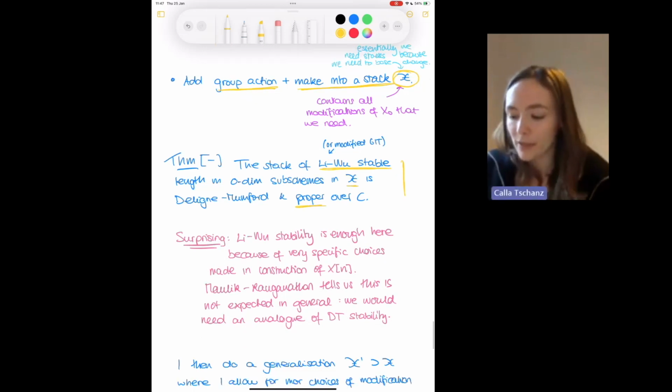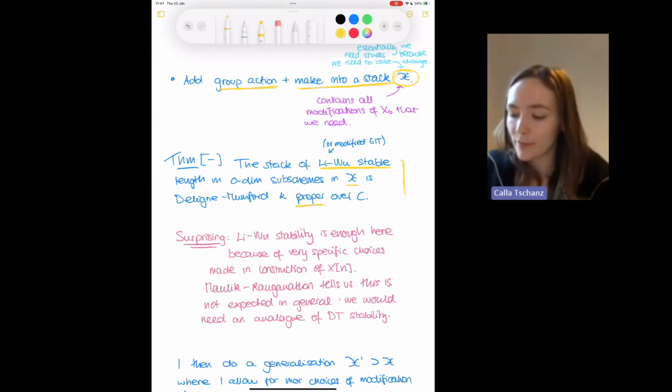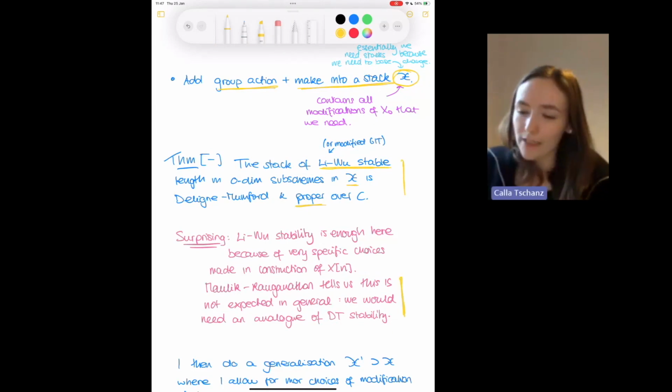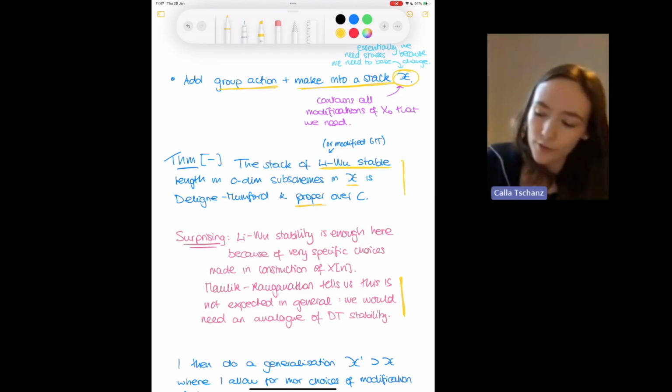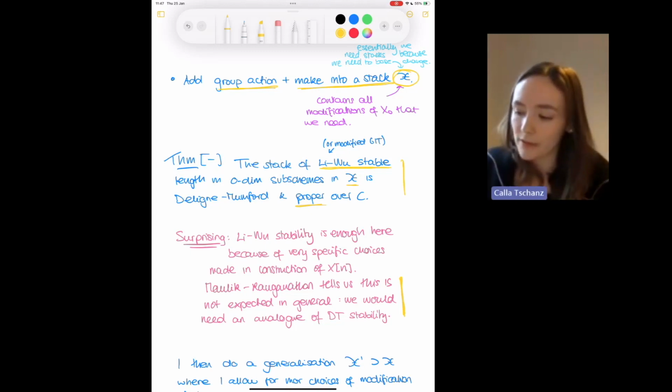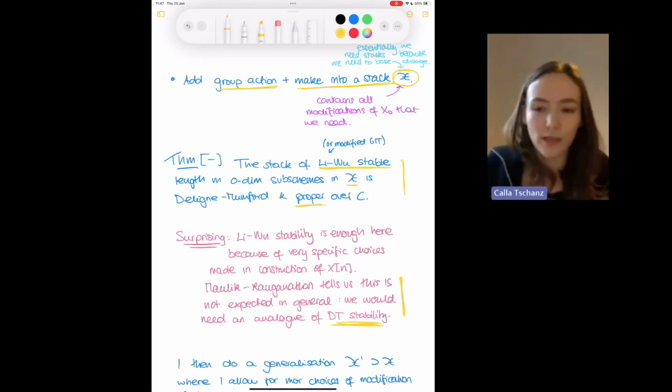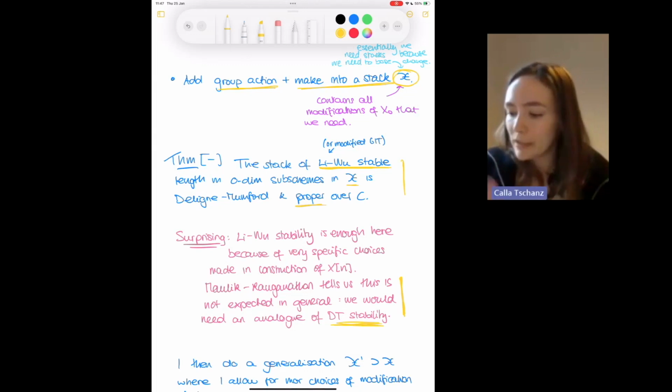And this is very surprising because the Maulik and Ranganathan paper predicts that in general this is not at all what happens. They predict that in the general case, whatever you do, you will end up with something which is universally closed but not separated if you're just using this Liu stability. And then you have to add some additional Donaldson-Thomas stability or some analog of this. But Liu stability on its own normally should not be enough.